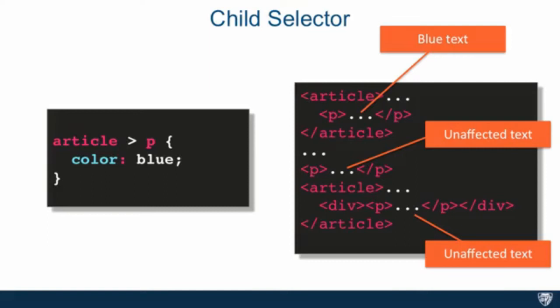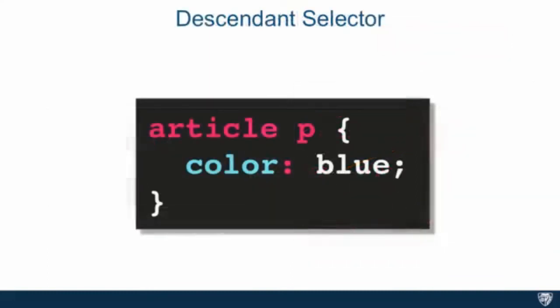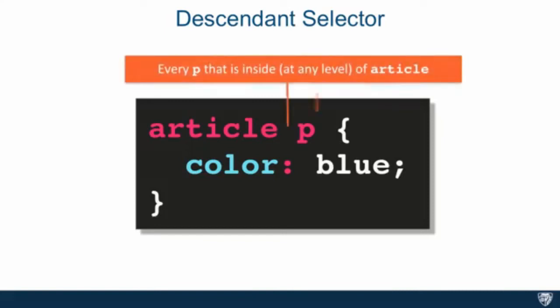So since the p element is not a direct child of the article in the second case, its font styling is unaffected. Another type of selector is a descendant selector, and the syntax of it is selector space another selector. And just like before, you read it from right to left. So in this case, what we're trying to do is target every p element that is inside at any level of an article element, which means that even if it's not a direct child, or even if it's deep down, as long as one of its parents in its ancestry is an article, this rule will apply.